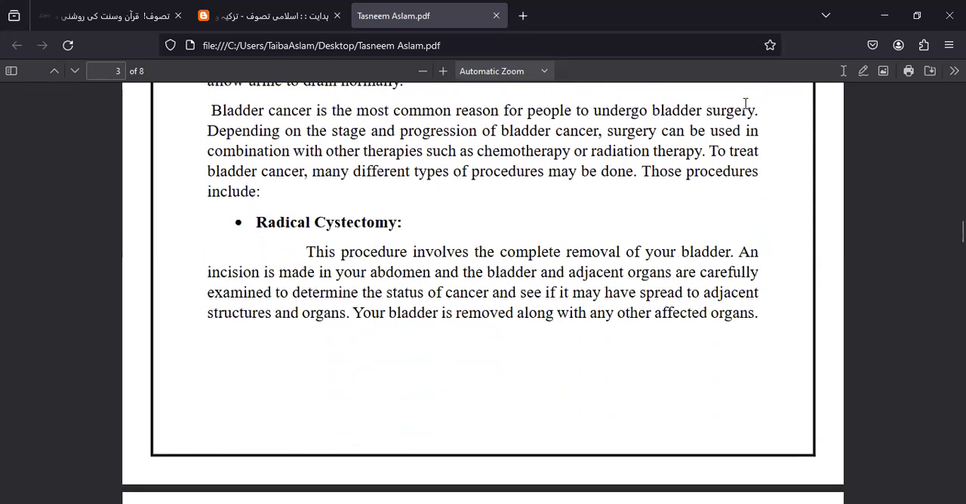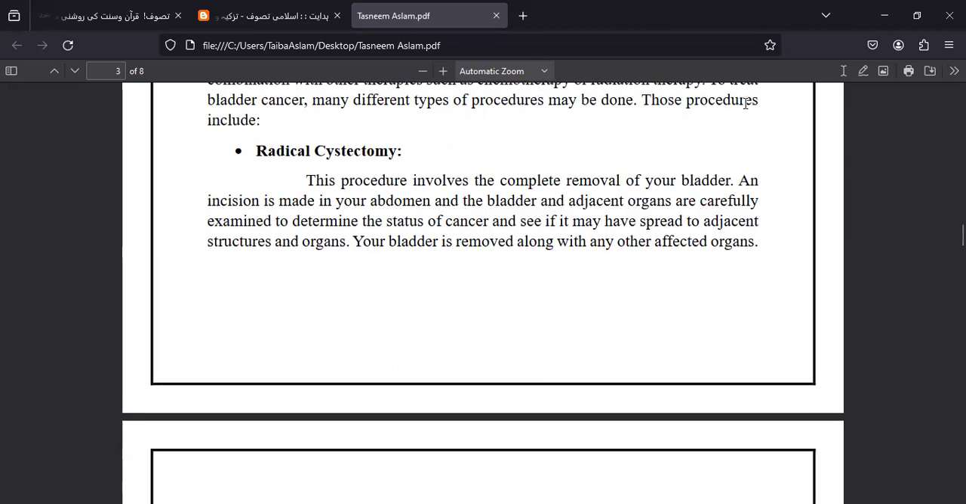radical cystectomy. This procedure involves the complete removal of your bladder. An incision is made in your abdomen and the bladder and adjacent organs are carefully examined to determine the status of cancer and see if it may have spread to adjacent structures and organs. Your bladder is removed along with any other affected organs.